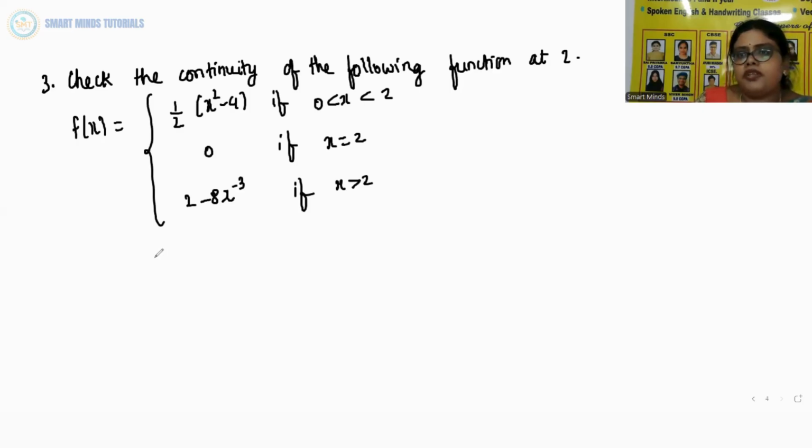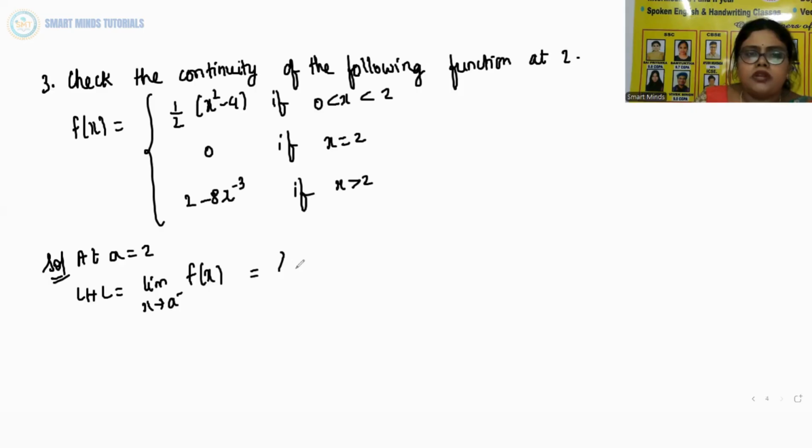Now take this question. We need to check the continuity of the following function at 2. So the function is given as 1 by 2 into x square minus 4 if x lies between 0 and 2, and it is 0 if x equals 2, and 2 minus 8x power minus 3 if x is greater than 2. So first we will see at a is equal to 2. What is the left hand limit? So left hand limit is limit x tends to a minus f of x. So over here a is 2. So limit x tends to 2 minus f of x.